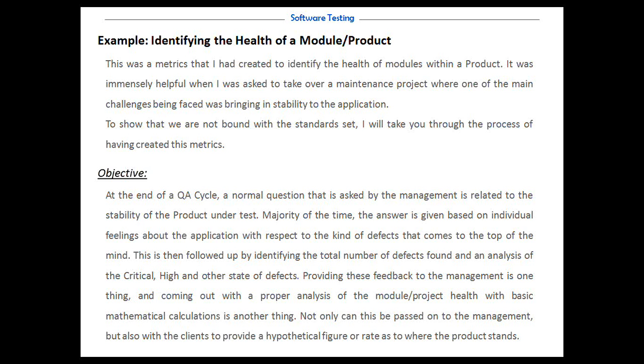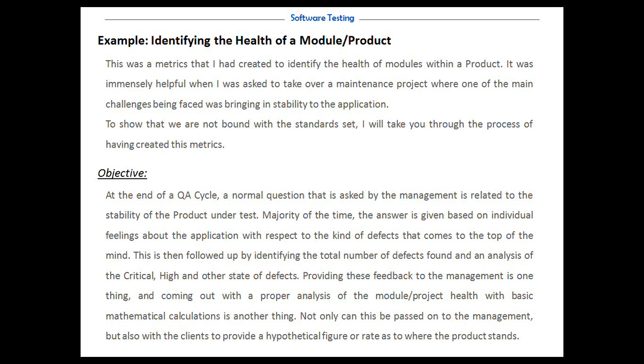What I did here was come up with a metric which defined the health of a module or a product. The objective came up because of the question that I kept getting: is the product stable enough, or where are we with the stability? And the majority of the time, the answers people gave were from the top of their mind. This is the issue that we faced earlier, this is what is currently being done, but nothing was backed up.